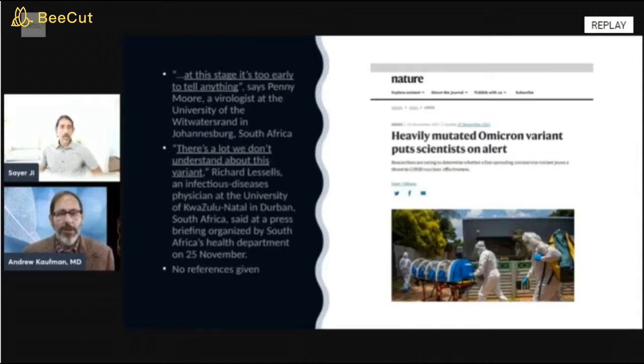So here's what the scientists in this editorial actually said. Penny Moore, a virologist from South Africa, says at this stage, it's too early to tell anything. In other words, we don't know anything. And then the other expert, Richard Lessels, an infectious disease doctor in South Africa, said there's a lot we don't understand about this variant. Wow. So it's only filled with conjecture, like what could happen, what might happen, what are the concerns. There's no actual real data of any concerning outcomes. And once again, zero scientific references.